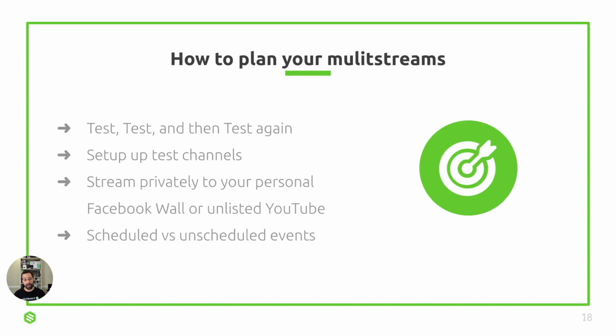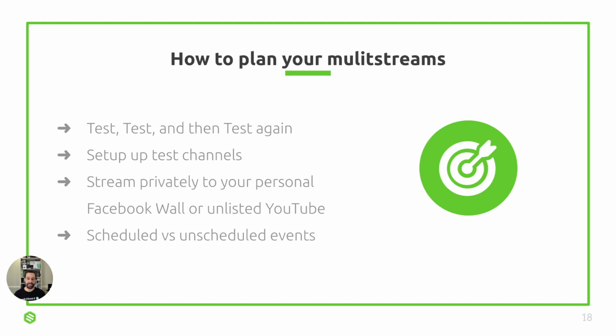And the last point I want to mention is, how do you plan for your multi-streams? One thing that, with just being within Switchboard over the course of a couple of years, I cannot emphasize enough is how important testing is, right? Test, and then test again. You want to make sure that as you're getting things set up, your encoder, your platforms, everything needs to be working because it's a live event. You get one shot, right? In most cases, you get one shot to go live unless it's pre-recorded.